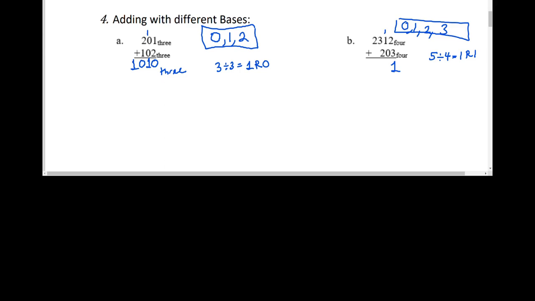And now we'll add 1 plus 1, that's 2. 2 exists in base 4. 3 plus 2, well that's 5 again, I know that's going to be a 1. I have to carry that 1 over again. And then 1 plus 2, that's 3. So we have 3, 1, 2, 1, base 4.